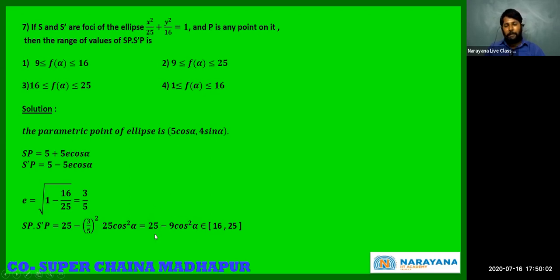So what is the minimum and maximum of this? For this to be maximum, I have to subtract the minimum value. The minimum value of 9 cos square alpha is 0. Therefore, when you subtract 0, the maximum is 25. And for this to be minimum, my cos square alpha should be maximum. The maximum of cos square alpha is 1. Therefore, 25 minus 9 gives me 16. Got it? So minimum is 16 and maximum is 25.